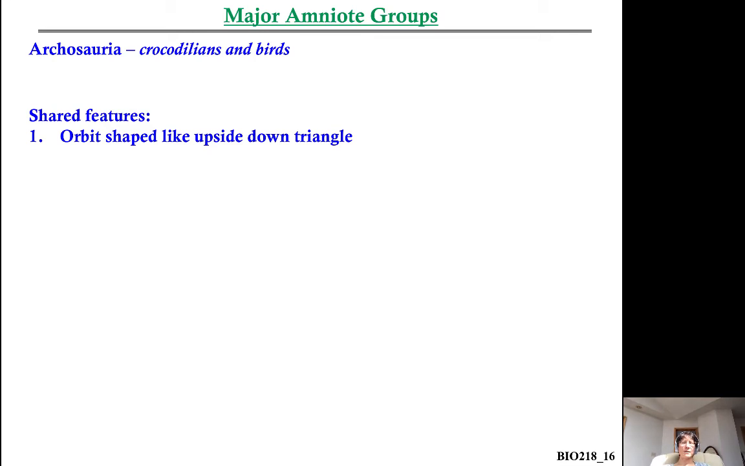But the two main ones that most textbooks point to, and yours does, the first being that the orbit, so the eye hole, is shaped like an upside down triangle. And I have looked and looked and looked for years to find really good images of this, but I'm at a loss to actually find any really good ones. And it seems that this feature is primarily possessed by extinct taxa. There's not that many extant taxa that seem to really display this feature.